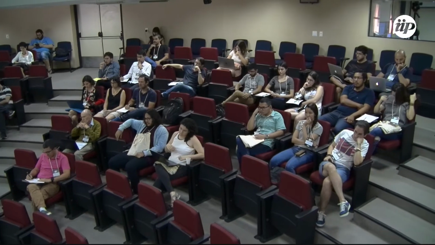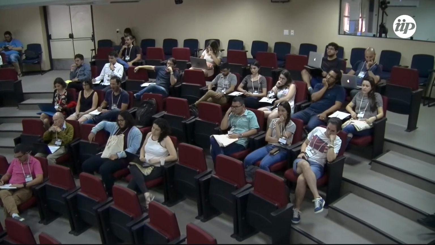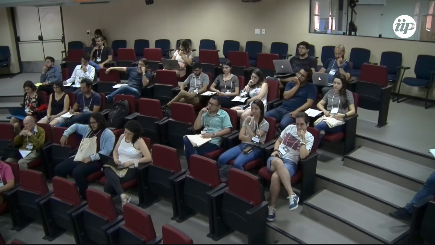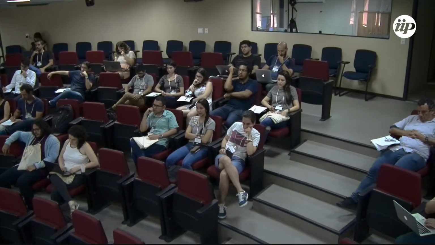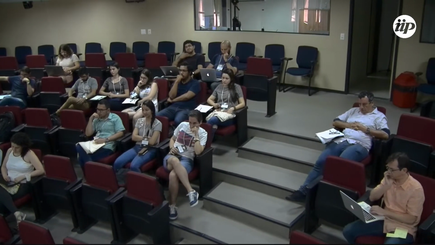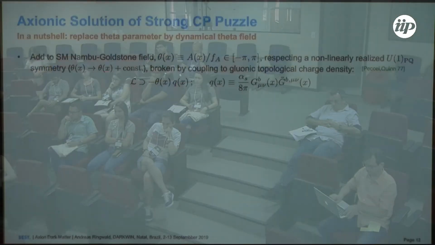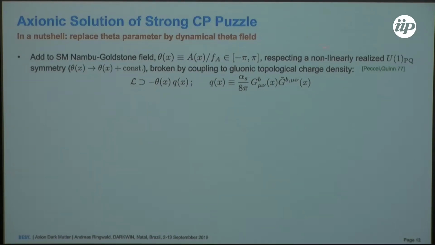What they did is you add to the standard model a Nambu-Goldstone field, which is also an angular field. So theta of x is a normal dimensional scalar field divided by some dimensionful constant Fa, which we will call the axion decay constant. And this Nambu-Goldstone field should respect a nonlinearly realized U(1) Peccei-Quinn symmetry. That means if you add to theta a constant, then the Lagrangian, or the effective Lagrangian, of this theory should remain invariant.